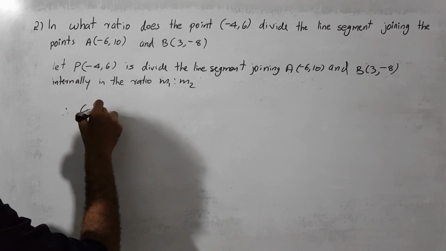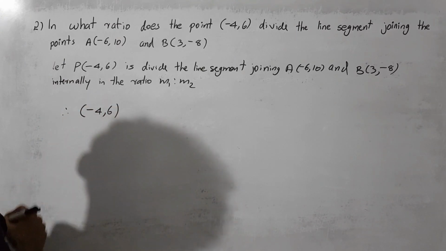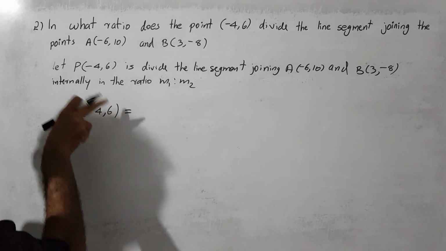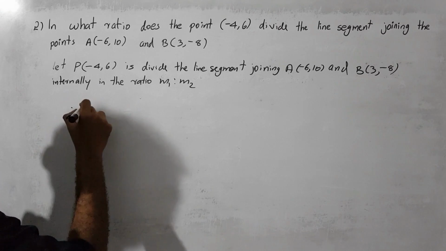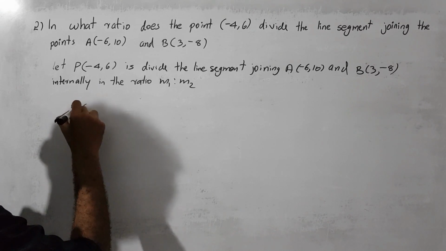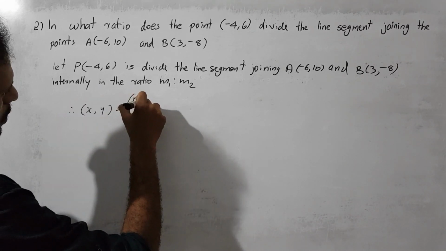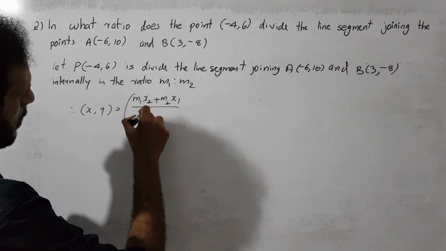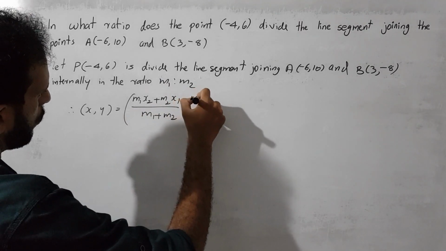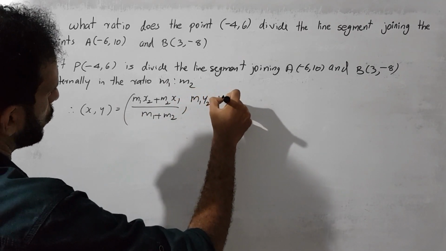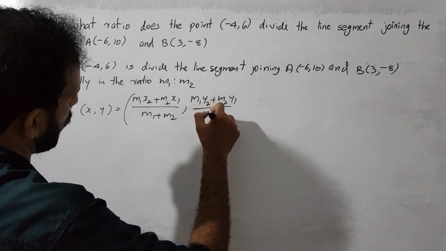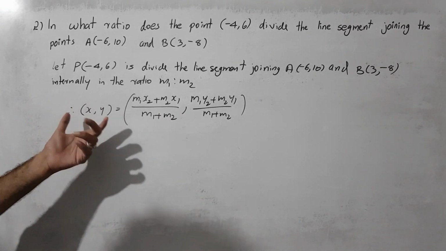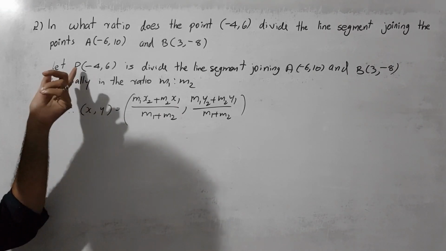Therefore (-4, 6) is equal to, we use the section formula to find the coordinate of P. Therefore we write P(x, y) is equal to (m1 x2 plus m2 x1) divided by (m1 plus m2), comma, (m1 y2 plus m2 y1) divided by (m1 plus m2). Okay, then we know here what the value of x and y is. x, y means the coordinate of the point P.